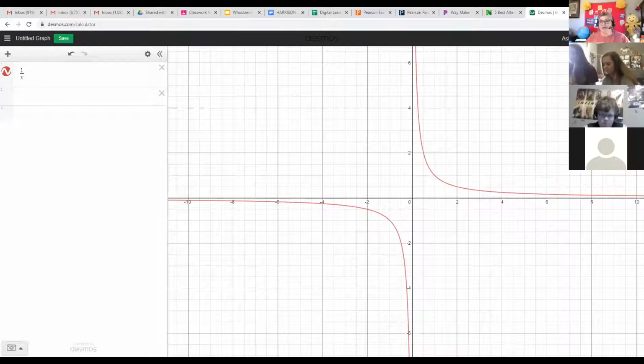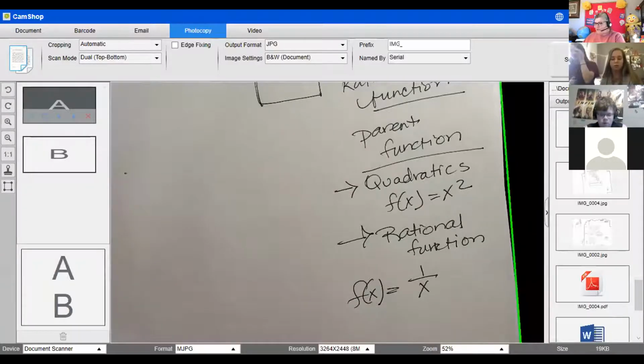All right, I can see a coloring sheet coming y'all's way. So I'm going to go back and swap the screen share with you again.